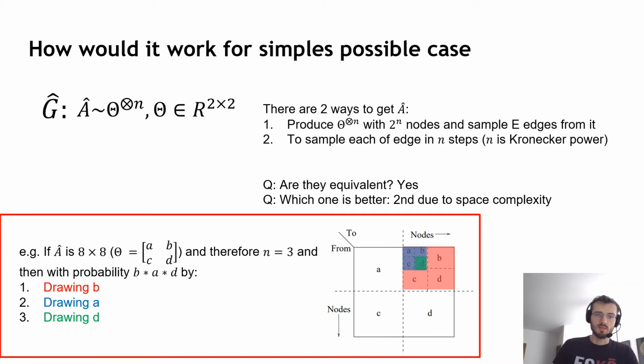So if A hat is 8 by 8, theta was 2 by 2, and therefore n is 3, then if we randomly select B, A, and D from the theta seeding matrix, meaning that we end up introducing an edge between node number 1 and node number 5, naming convention starts from 0, then we first deselect the top right corner of this matrix, then the top left one of the selected one, and then the bottom right, producing an edge between the mentioned before nodes.